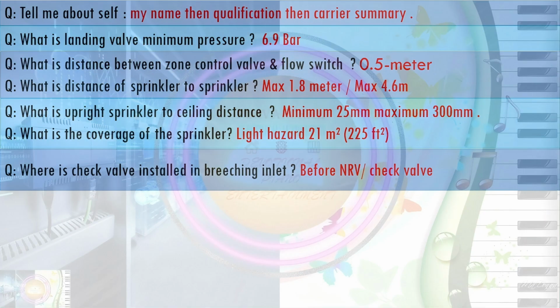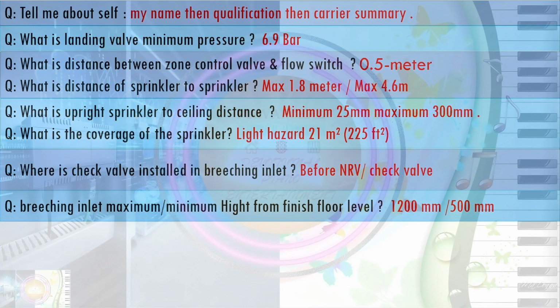Where is the check valve installed in the breeching inlet? That is before the NRV or check valve. Breeching inlet maximum and minimum height from finish floor level? That is 1200 mm maximum or minimum 500 mm.